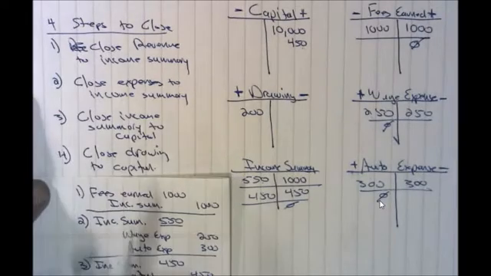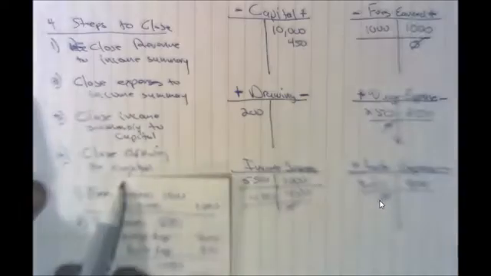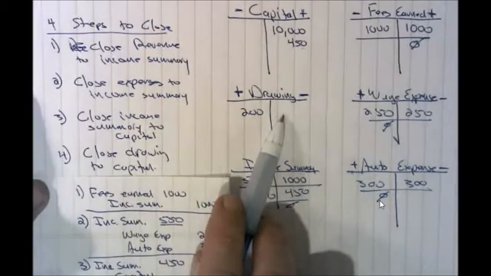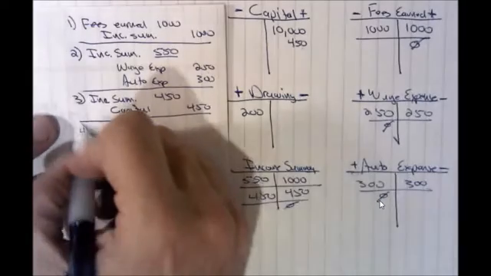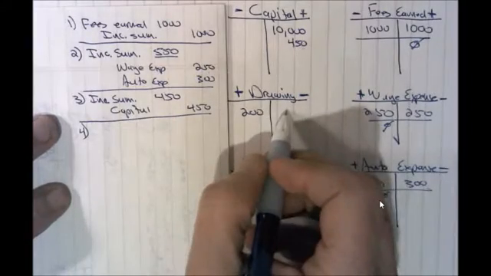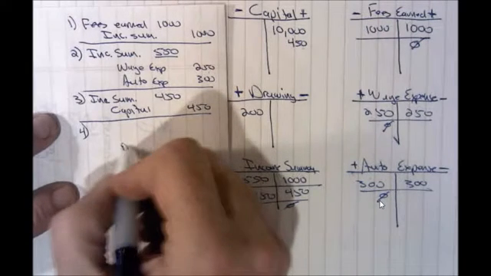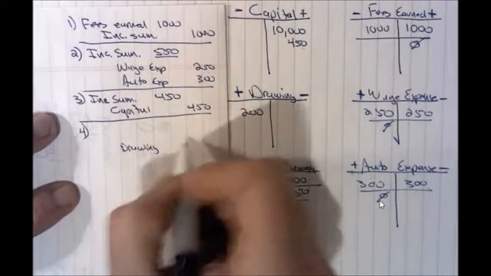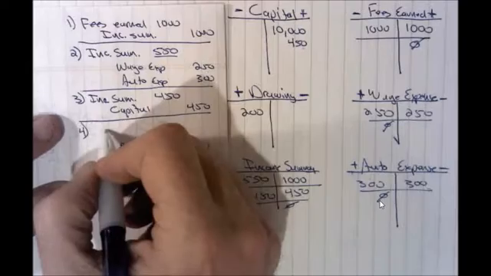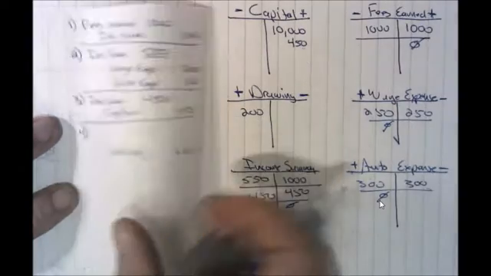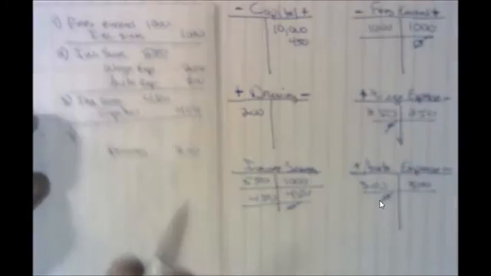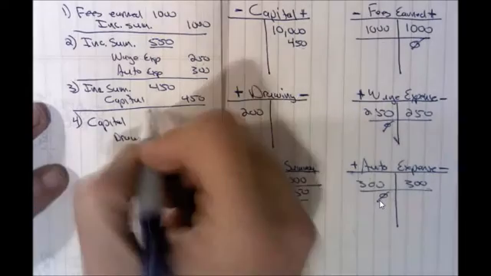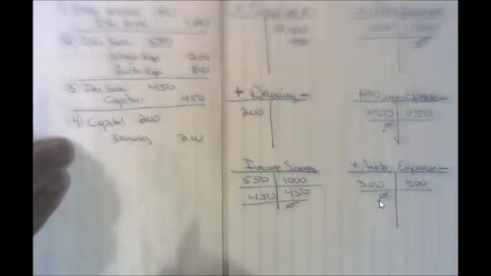Step 4, close drawing to capital. So I got to do what? I got to close my drawing account. I'm going to do that with a debit, right? I'll just come up here and cover that up. Number 4, right? I got to do what? I got to get rid of drawing, so I'm going to credit drawing for $200, and I close drawing to, what does it say? Close drawing to capital, right? Close drawing to capital for $200, right?